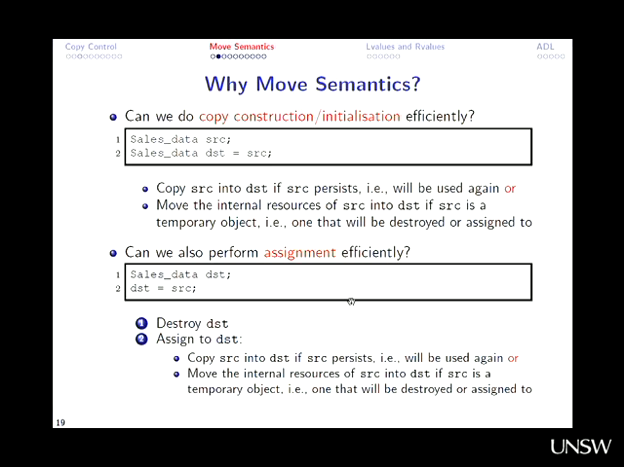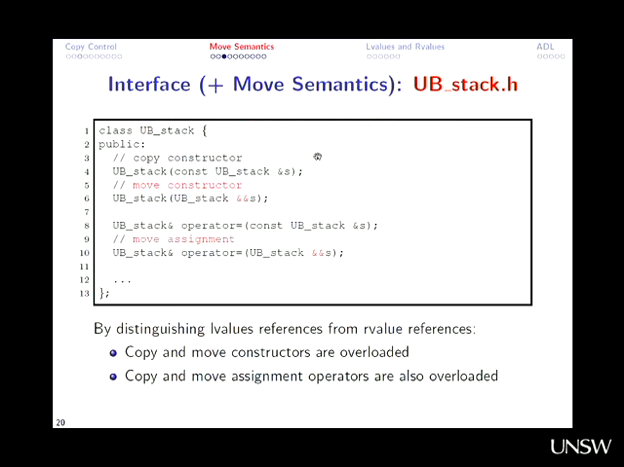This slide basically summarizes what I've been saying on the previous slide. We want to copy or move some data from a source to a destination. We do this by creating a move constructor and a move assignment operator. The difference in the function prototype signatures is simply a double ampersand as opposed to a single ampersand.